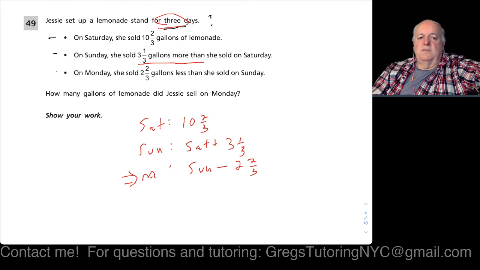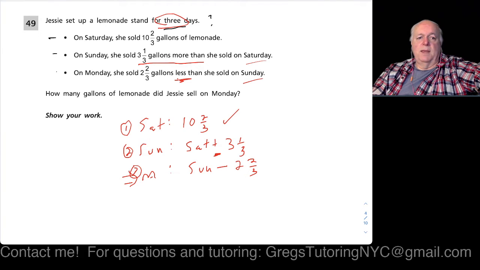She sets up a lemonade stand for 3 days. That's the first day, that's the second day, and that's the third day. Okay, on Saturday she sells 10 2/3. Cool, awesome. Sunday, she sold 3 1/3 more than on Saturday. So that's addition. Add that. Okay. On Monday, though, she sells less, 2 2/3 from Sunday. So these are about relative things. So how many gallons did she sell on Monday?